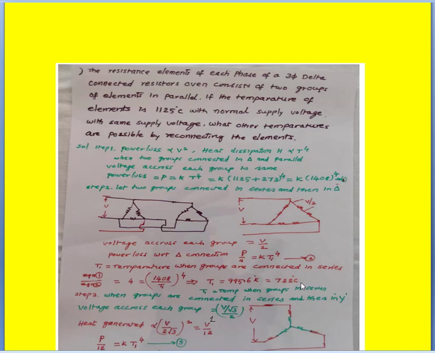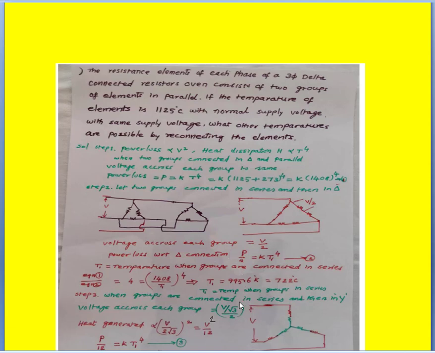So if you look at this, earlier the voltage across each group is V, whereas now the voltage across each group is V by 2. So once the voltage across each group is less, automatically the power loss will be less. So then automatically the temperature is also less. So that is why if you look at this and this, here it is 1125 degrees, whereas here we are getting 722 degrees centigrade.